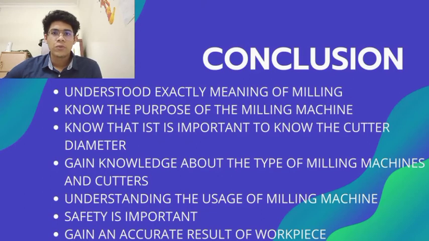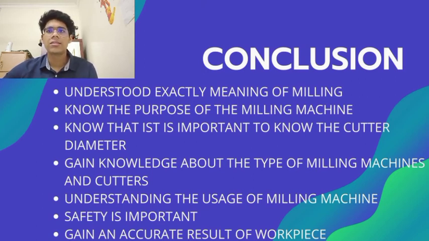Assalamualaikum warahmatullahi wabarakatuh. Today I will explain to you about the conclusion of this milling report. From this activity, we have understood what exactly the milling process means and the operations that are involved in it. Besides, we also know the purpose of the main parts of the milling machine. Before we begin the operation, it is a must to make sure the milling cutter that we want to use is locked down to avoid problems in the operation.